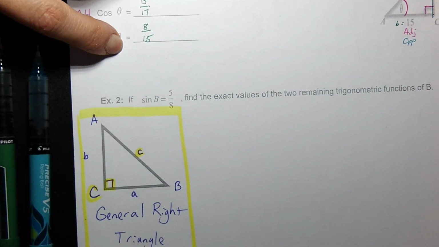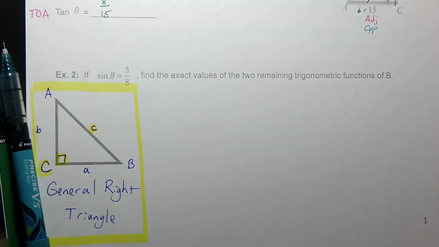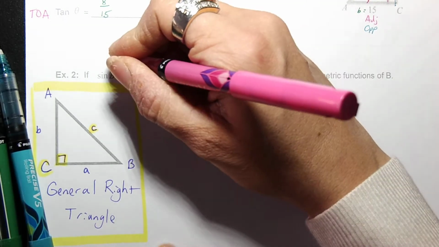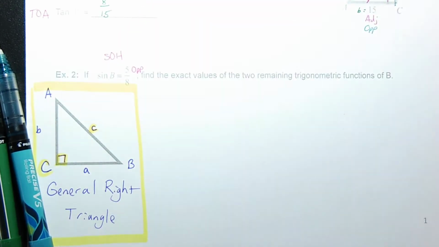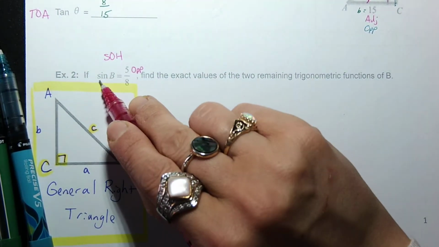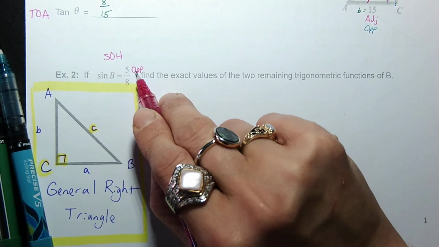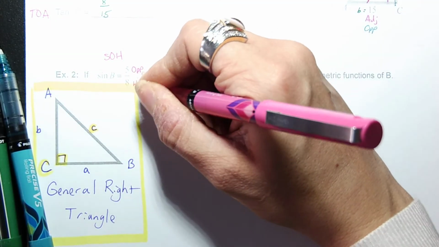So we're going to go ahead and see what we can make out of example 2. We aren't explicitly given a diagram here. We're just told that the sine of angle B is 5/8. If sine of B is 5/8, what is 5? Opposite, adjacent, or hypotenuse? Opposite. So sine is the SOH part of SOHCAHTOA. So sine of the angle is opposite over hypotenuse.